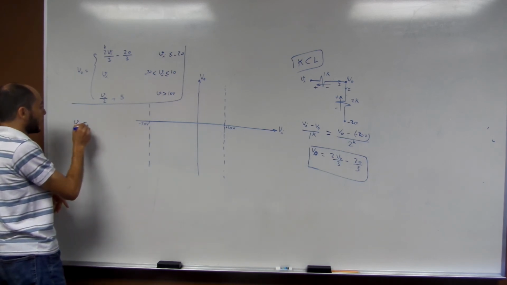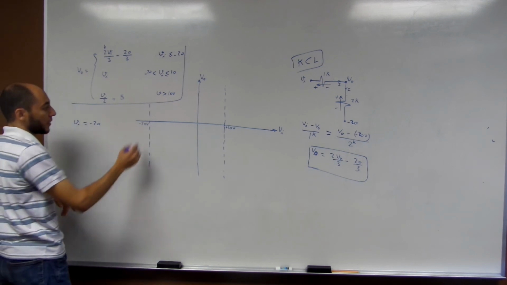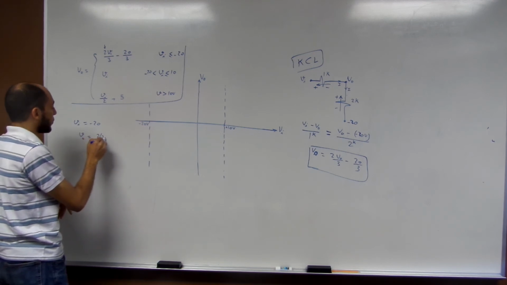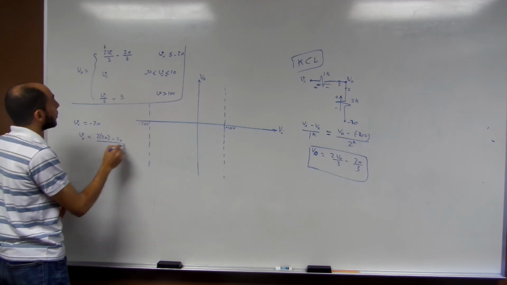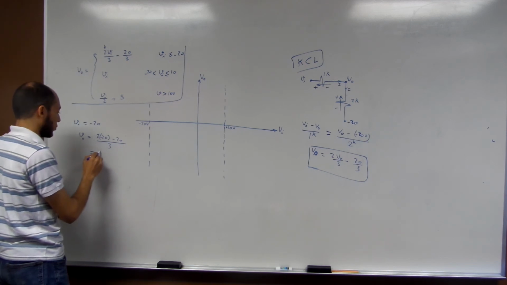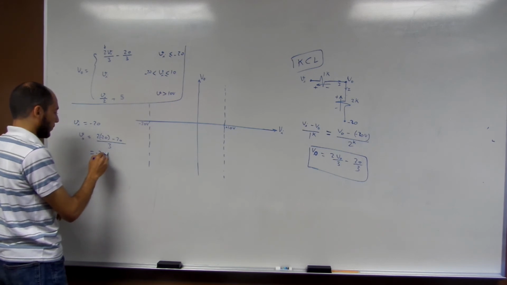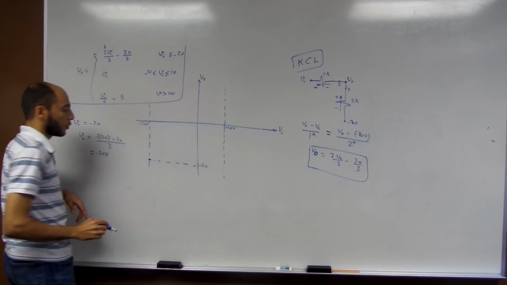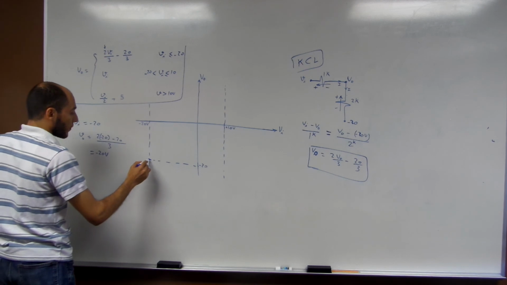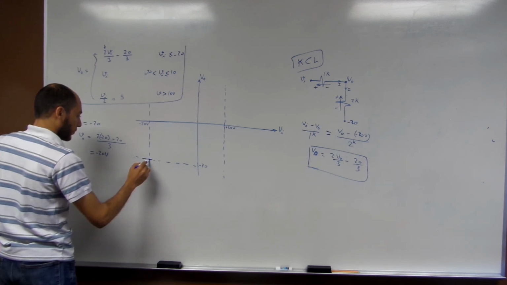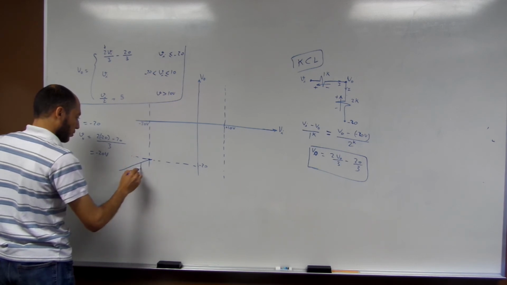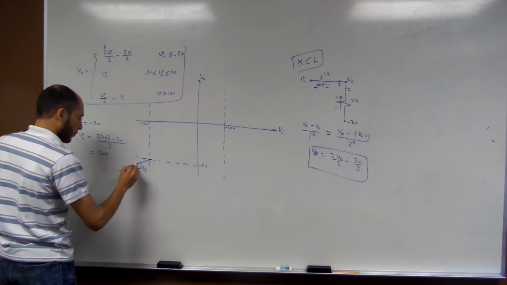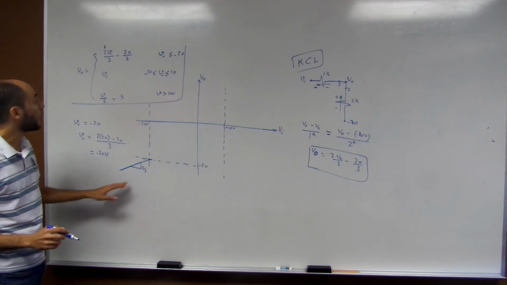When you put V input equals negative 20, we want to find the value at this axis. Then V output becomes 2 multiplied by negative 20, minus 20, over 3, which becomes negative 20 volts. So that is negative 20, and that's the point that we're looking for. And the slope is 2 over 3. 2 over 3 means that it is something like this. So that's the first part of the curve.